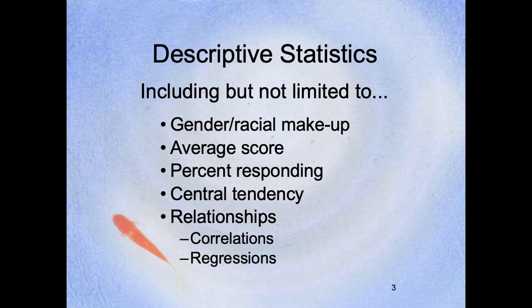So things like gender, ethnicity, average scores on each of those measures, and even things like percent responding to surveys could be descriptive statistics and very informative in terms of how the study progressed, how that methodology took place. For example, if not too many people responded to the survey, that low response rate could be troublesome.